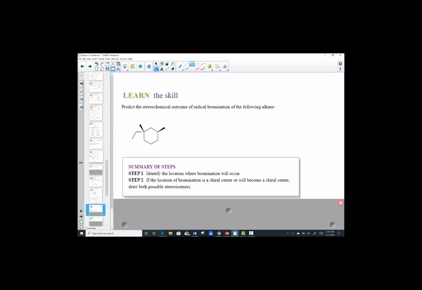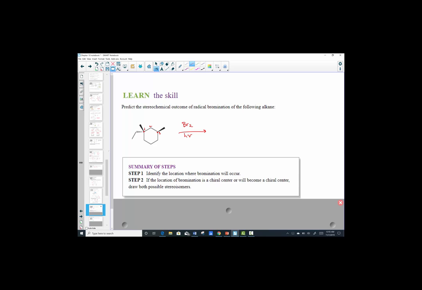Let's practice that a little bit. Predict the stereochemical outcome of a radical bromination of the following alkane. So we have a cyclohexane, a 6-membered ring. We have methyl groups at position 1 and 3, and we also have an ethyl group at position 1. Sitting on the arrow is molecular bromine, and H nu represents energy to break the bond of bromine and form a radical. So that's the initiation step, is to break that bond and form bromine radicals.